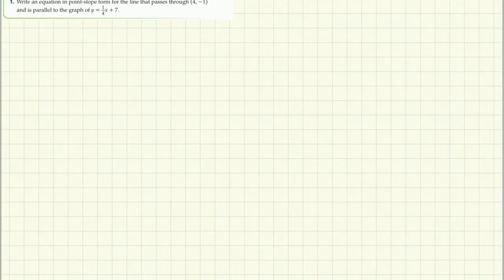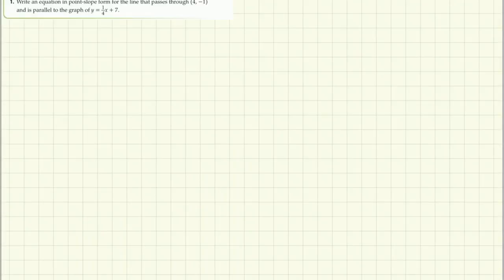Let me just get set up. All right, guys, so here we go. We have a problem here from the book. It says, write an equation in point-slope form for the line that passes through (4, -1) and is parallel to the graph of y = 1/4 x + 7.